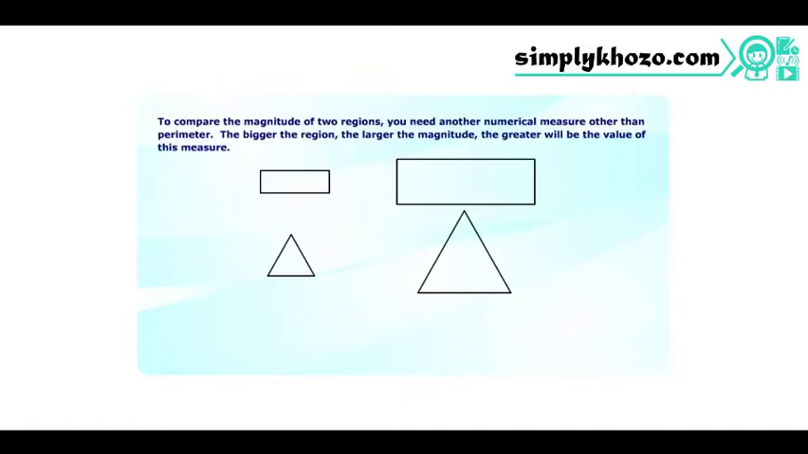Our eyes tell us that one rectangle is bigger than the other, or one triangle is bigger than the other. But we need to know exactly by how much it is bigger or smaller.